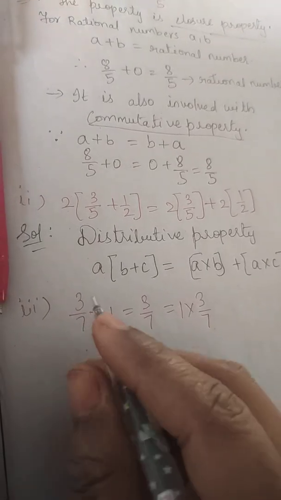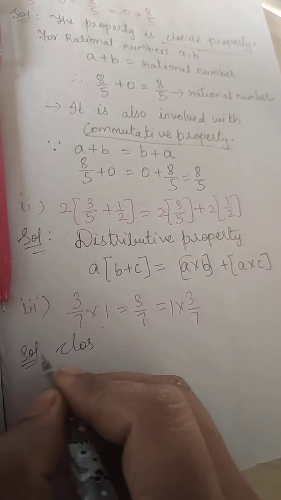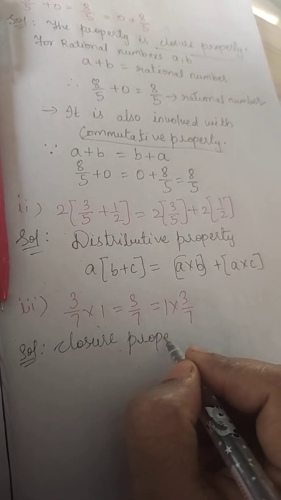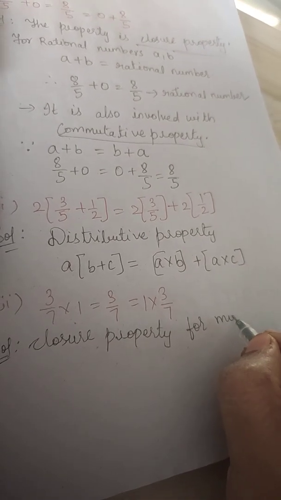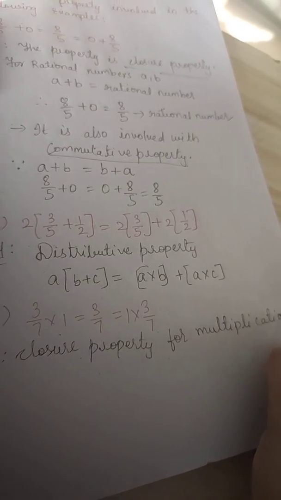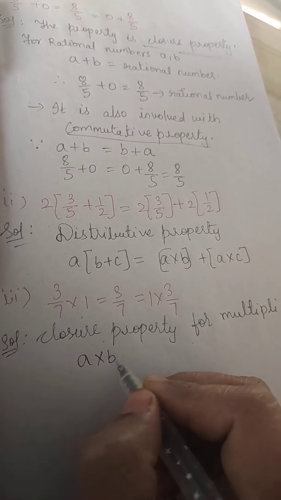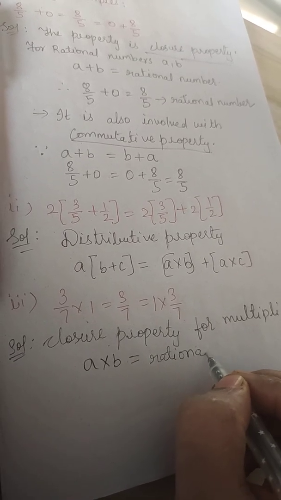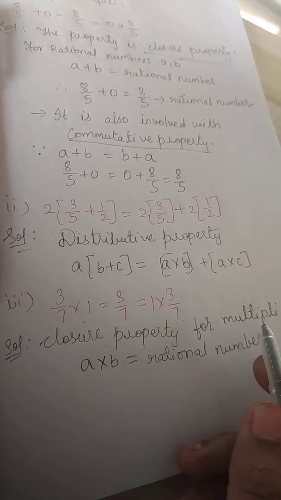Solution. Closure property for multiplication. Okay children, what is the closure property for multiplication? If any two rational numbers a and b, then a into b should be a rational number. Okay, here it is satisfied. So it is involved with closure property for multiplication.